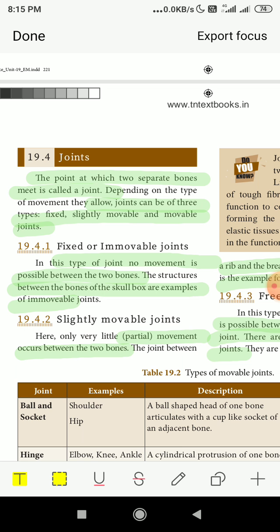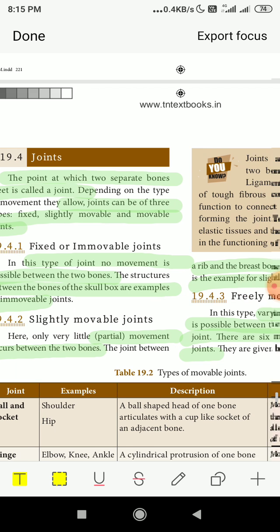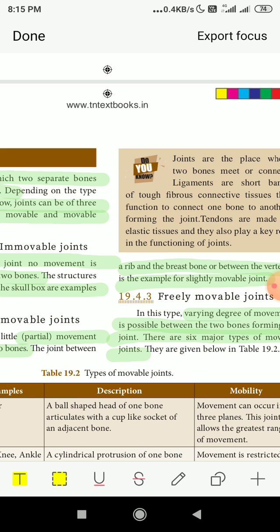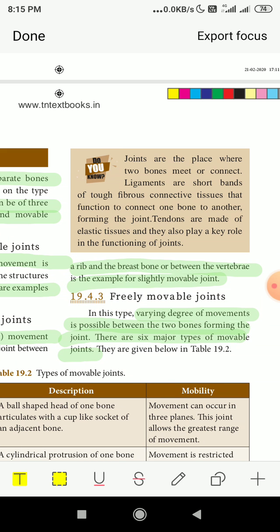Slightly movable joints. Here only very little partial movement occurs between the two bones. The joints between the ribs and the breastbone, or between the vertebrae, are examples of slightly movable joints. When we are bending, we can bend because the ribs allow us to move slightly. Freely movable joints. In this type, varying degrees of movement are possible between the two bones forming the joint. There are 6 types of freely movable joints that we will go through.